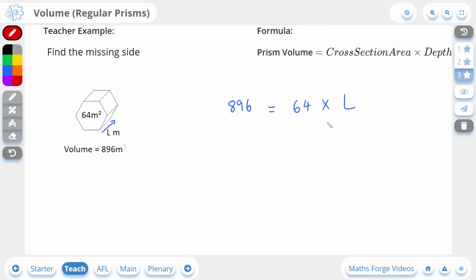And now all we have to do is rearrange for this letter L, and we should find the value of it. So I can see that there's a 64 being multiplied onto the L, so to cancel it out, I'm just going to divide by 64, and I have to do this on the other side as well. 896 divided by 64 is 14, and this is equal to L. Of course, the 64 and the divided by 64 cancel out. So the missing side has a length of 14 meters. And if we check our answer, there it is.